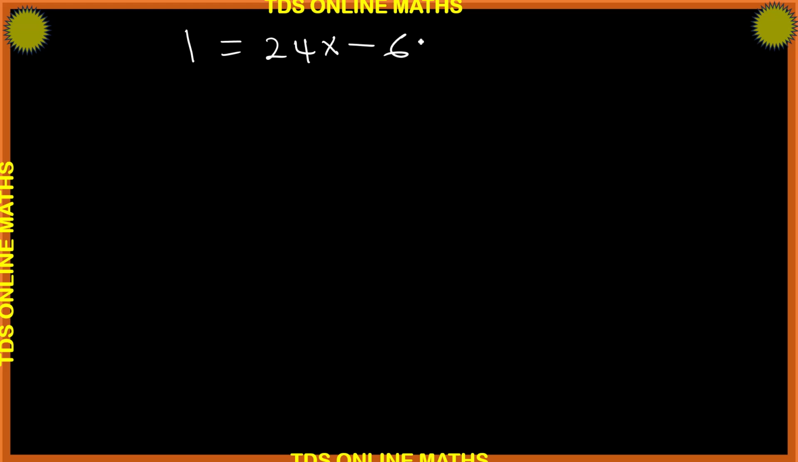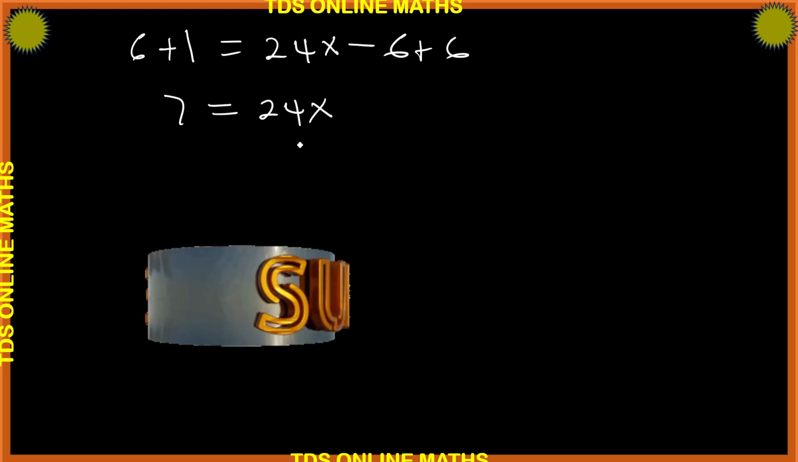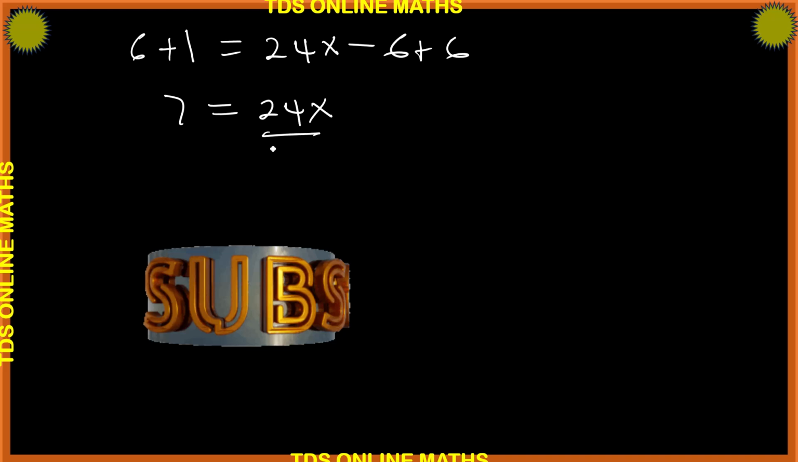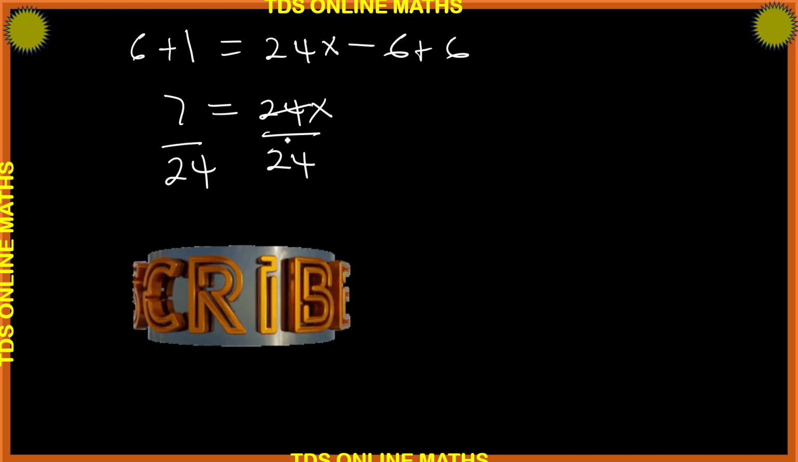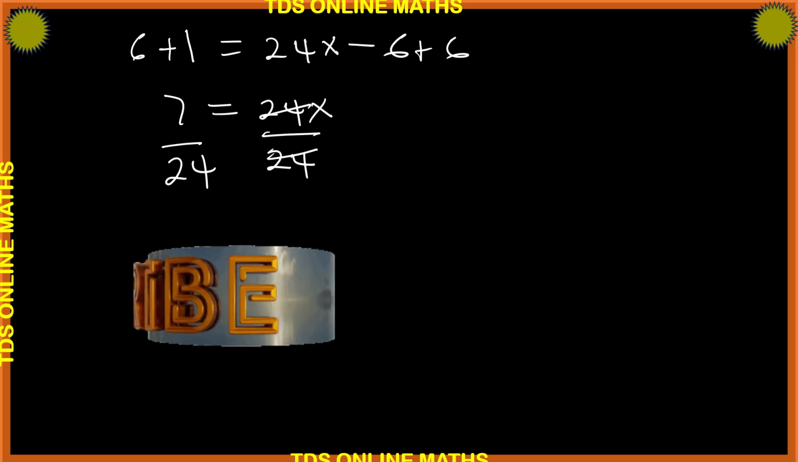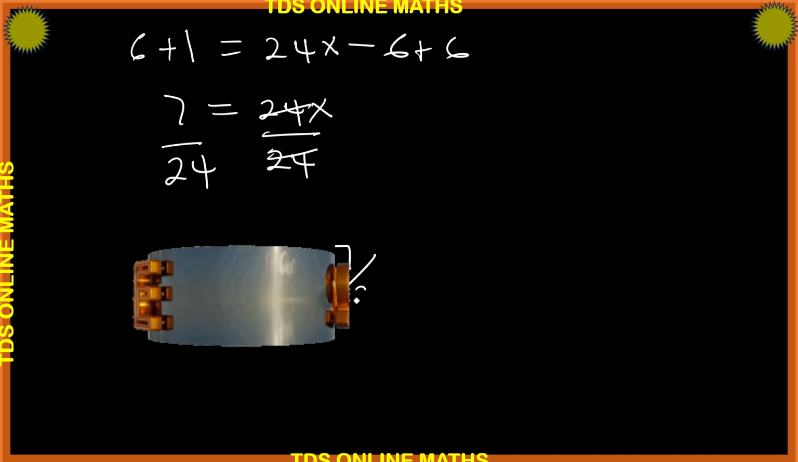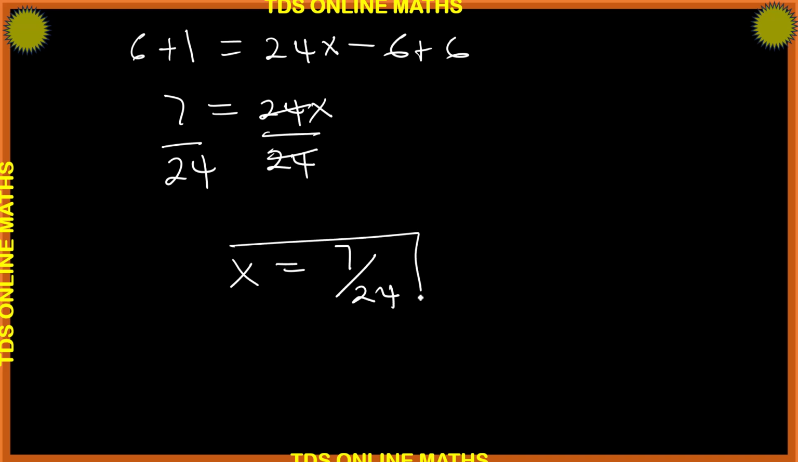So add 6 to both sides. Okay, so we have 7 equals 24x. So let's divide both sides by 24. Therefore, x is straight away 7 on 24. As simple as that.